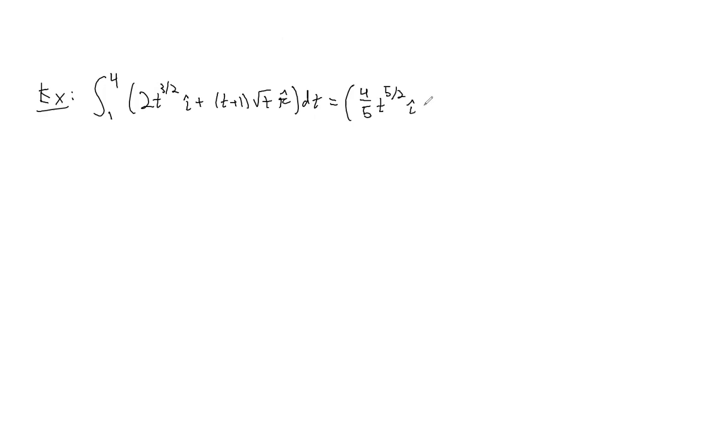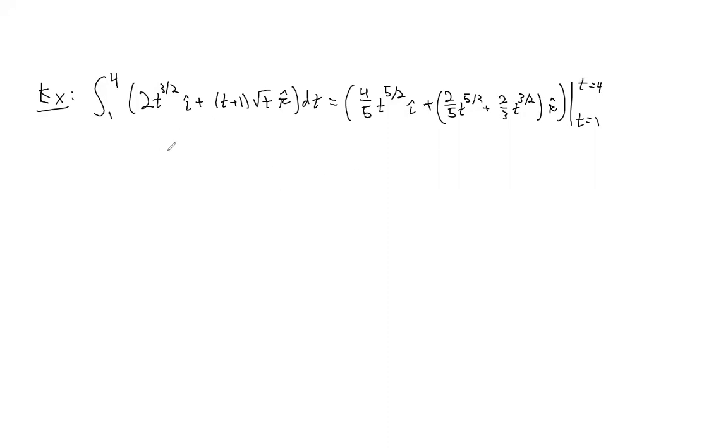Plus, and now in this case you have to take them both at the same time. So t root t is t to the 3/2. So in other words, that's going to become 2/5 t to the 5/2 plus 2/3 t to the 3/2 k. I think that's right. Yep. Evaluated from t equals 1 to t equals 4.